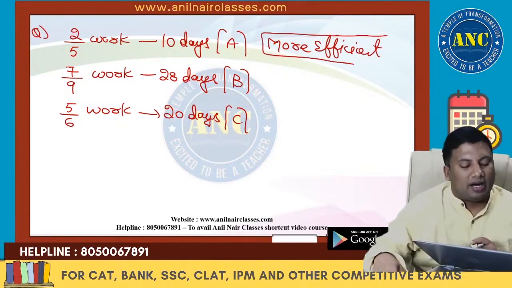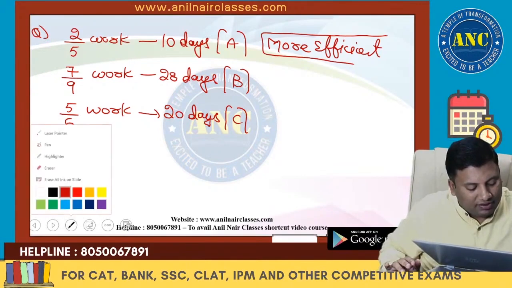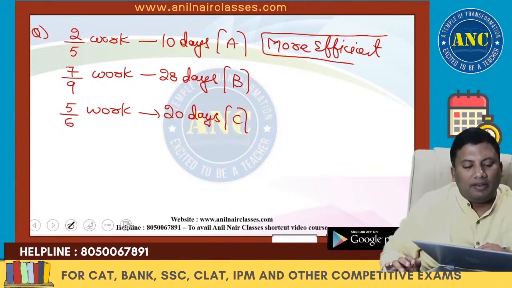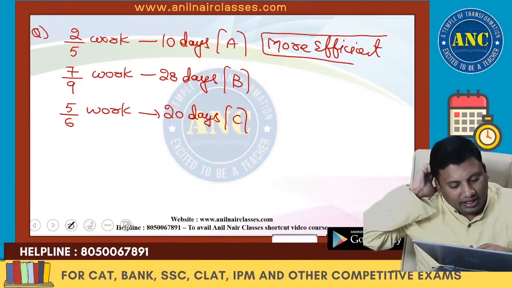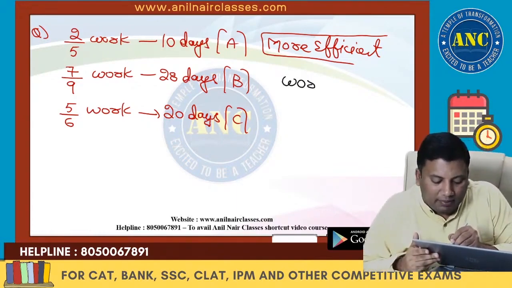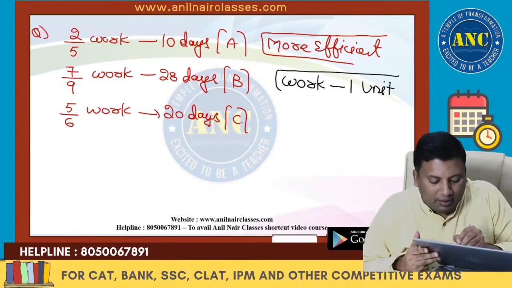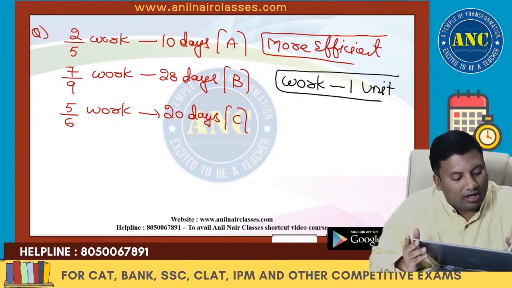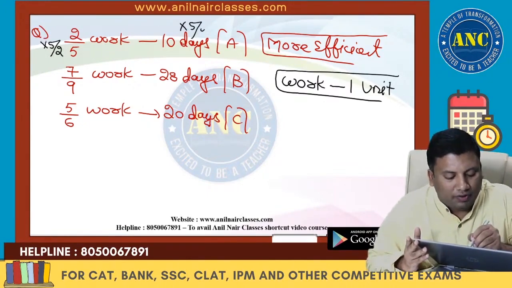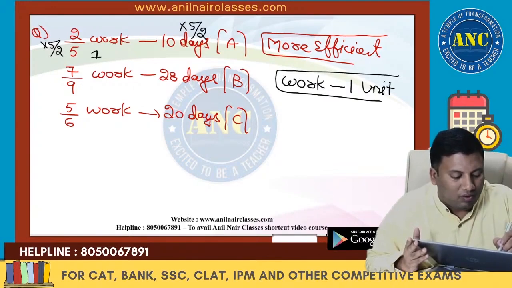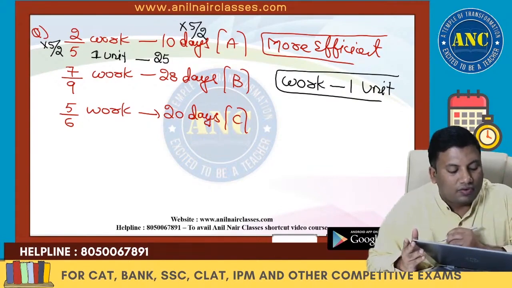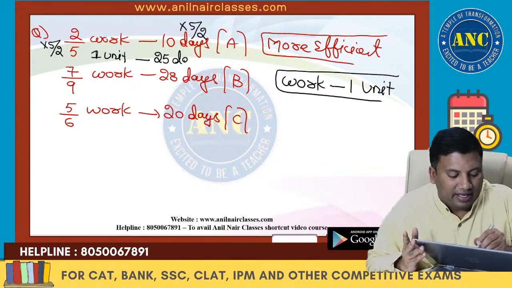A: 2 by 5th of the work can be completed in 10 days. We discussed that work can be 100% or work can be 1 unit. I require 1 unit, so multiply by 5 by 2. So it is 10 into 5 by 2. Total work is 1 unit, so I will get 25. I require 25 days.